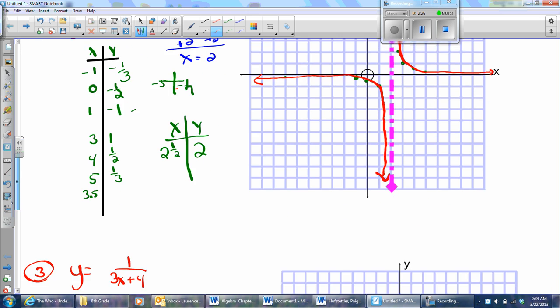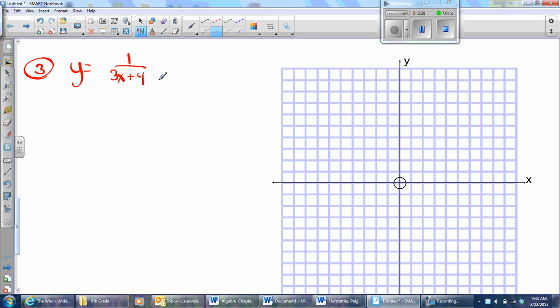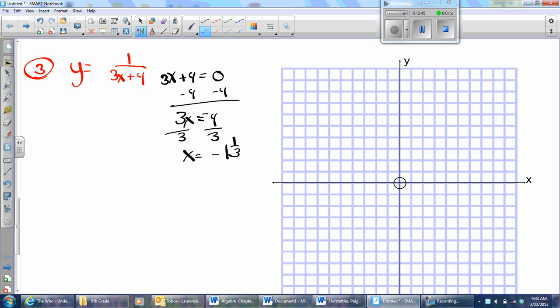Okay, here's another example of the graph. I'm going to find my restriction. If you can't tell, you take 3x plus 4 and you set it equal to 0. I'm going to solve for x and divide by 3. And x is going to equal -1 1/3. So my asymptote is going to be at the equation x equals -1 1/3.